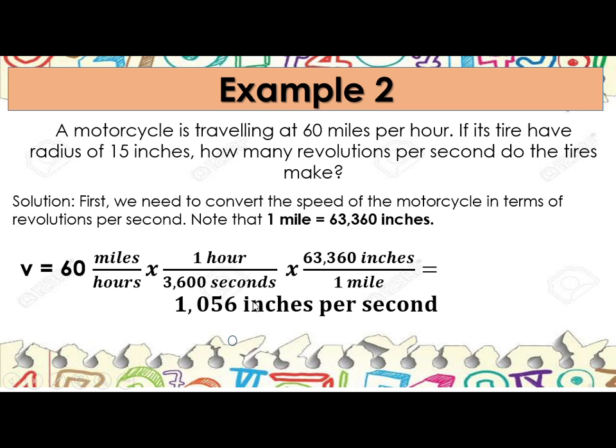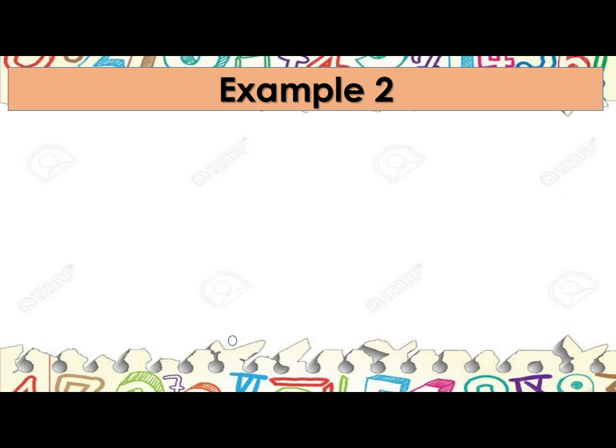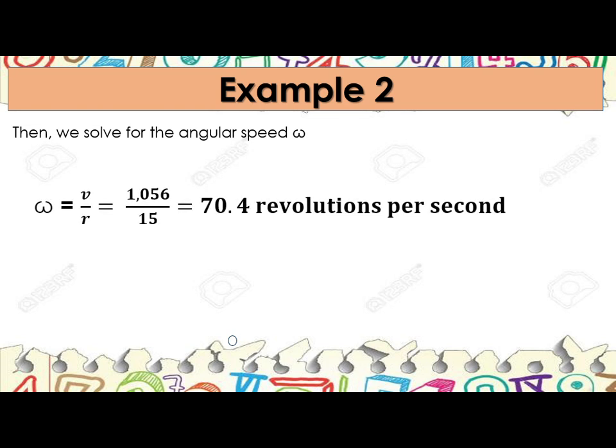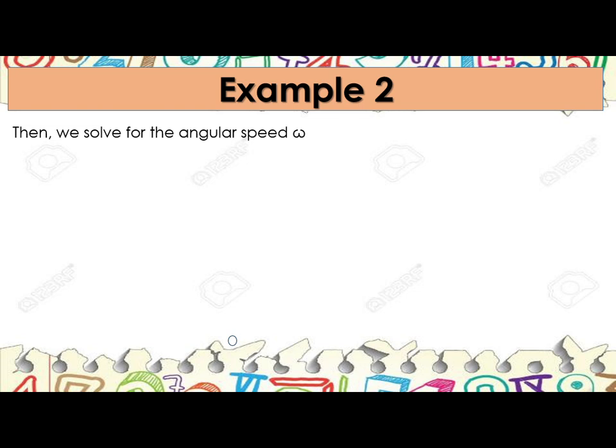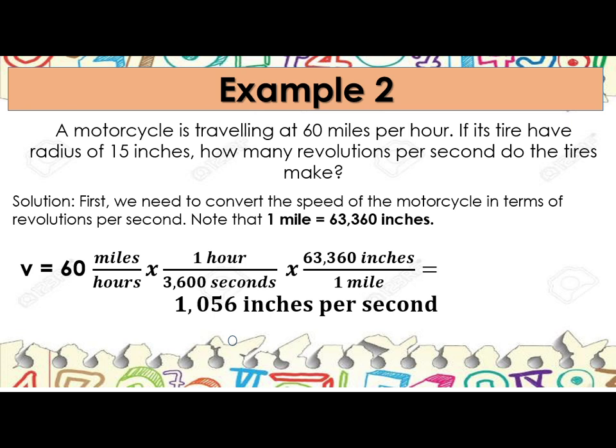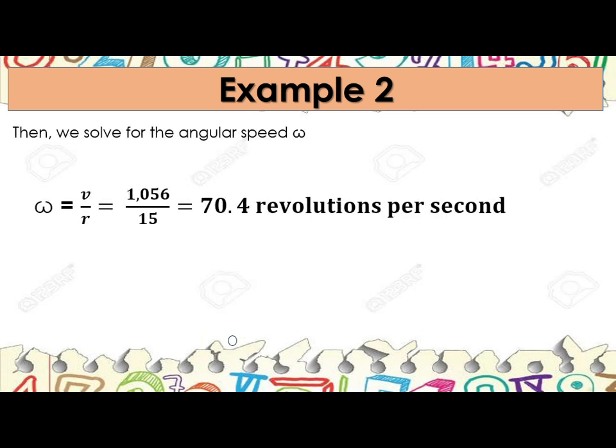So meron na tayong V which is 1,056 inches per second. So we can now actually find the revolutions per second. Okay? So we just need to follow the formula, okay, for finding that. So we solve for the angular speed po, represented as omega. So your omega is actually equal to what? The central angle, okay, all over r po. Okay? Your V, that is actually equivalent to V, which is yung S over T po natin, right? Na na-compute na po natin dito. Okay, that is 1056. So we just need to plug in here in V po.